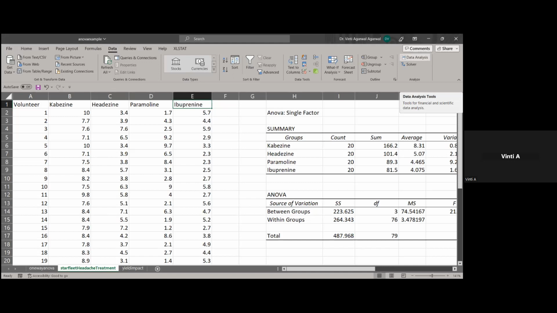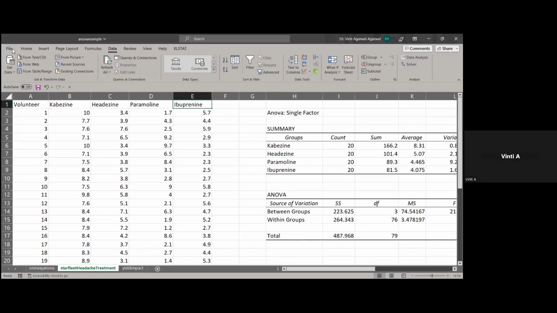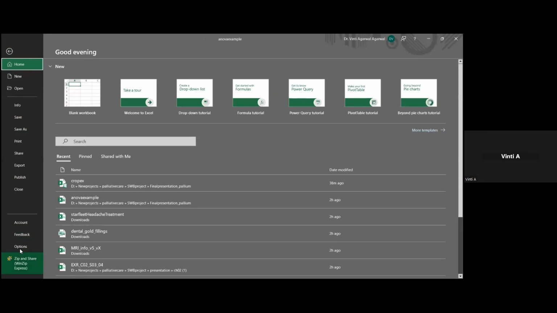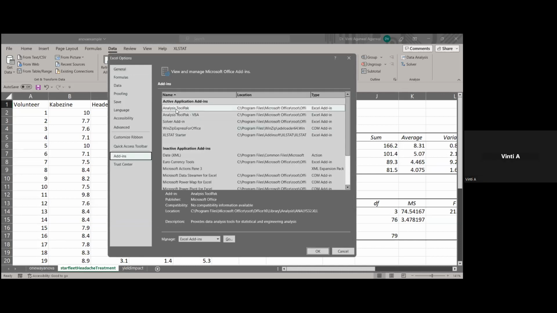Has everybody got this? Can you show once more? Okay, sure. Go to File. You have the menus out here. Go to File. Go to Options. And in the Excel Options, you will have something called Add-ins. And when you click on Add-ins, you will get Analysis ToolPak.